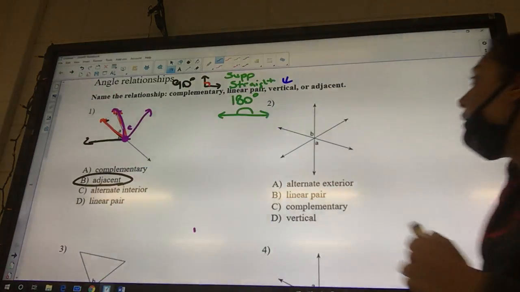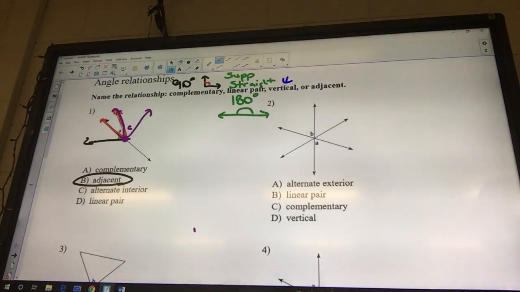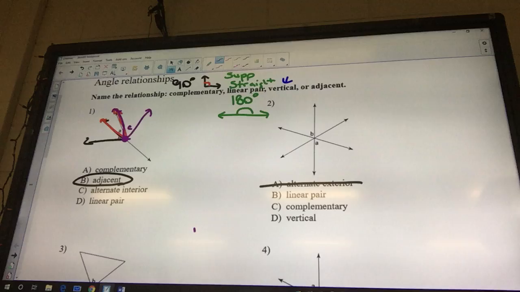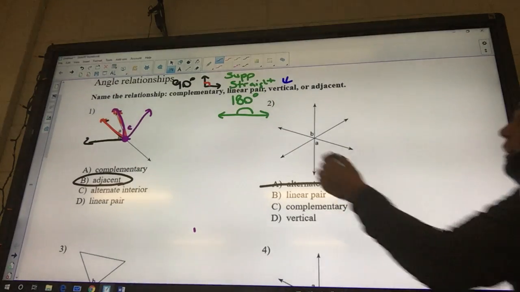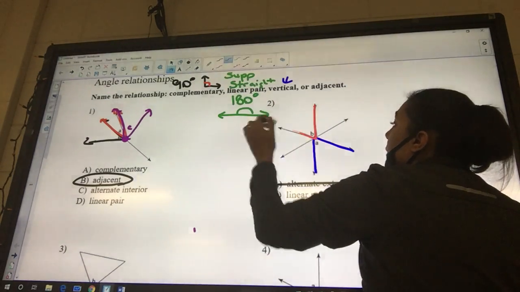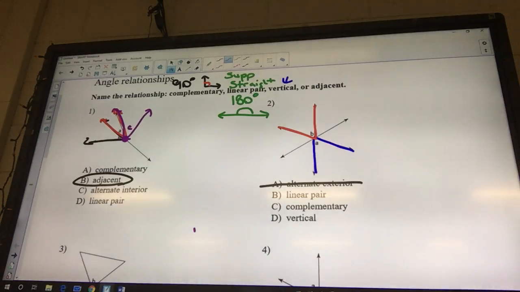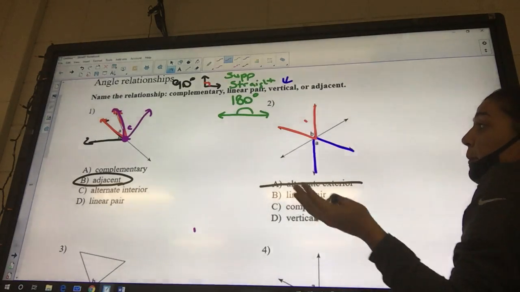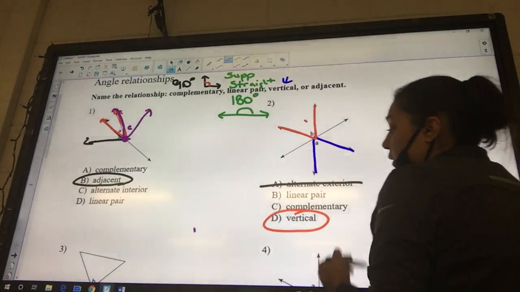If we look at number 2, we have alternate exterior, linear pair, complementary, vertical. Can we cross anything off? The alternate exterior, that's not even a vocab word yet. Linear pair is what? 180. And we're given these 2 angles, this one for A and this one for B. What do those look like? Vertical. Yes, they are vertical. They're opposite of each other, and they look about the same amount of degrees.